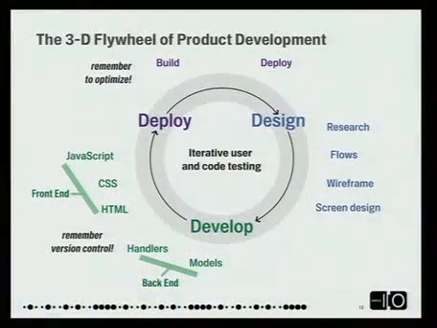So that said, we're going to show you the 3D flywheel of product development, and I don't mean 3D as in three-dimensional space, but 3D as in design, develop, and deploy. And this is really an iterative flywheel. We start out doing design, but then we go into develop. We might go back to design. We'll deploy something really quickly. We'll test it. We'll test the code. We like to do usability testing, that sort of thing. So I just wanted to give you a quick overview of the things that we do in each of these phases. So in design, you'll do research.